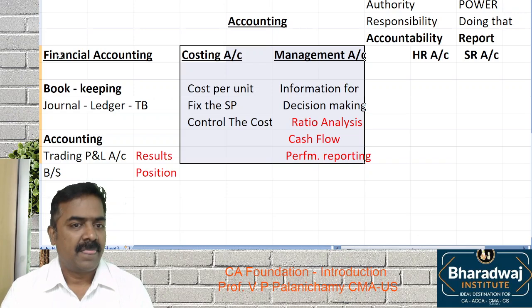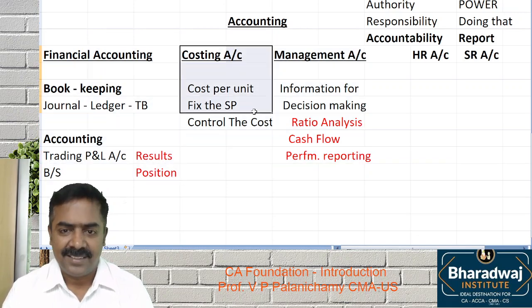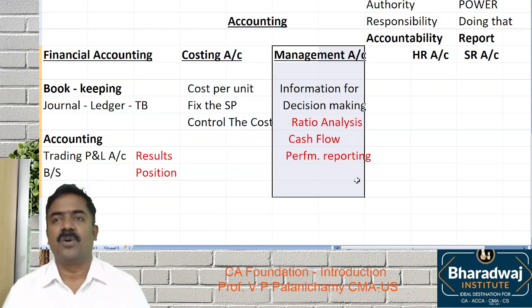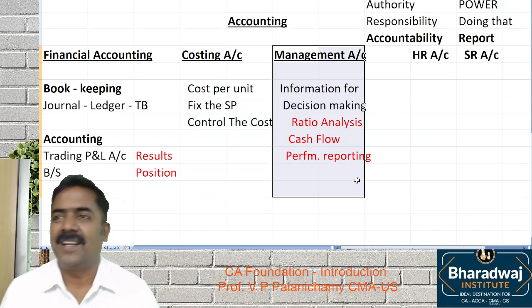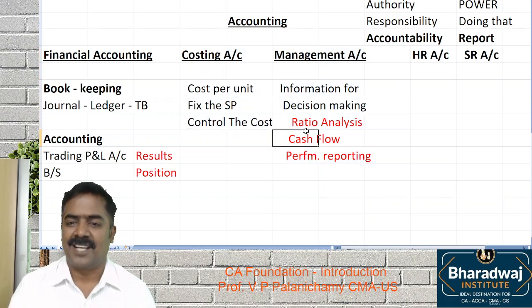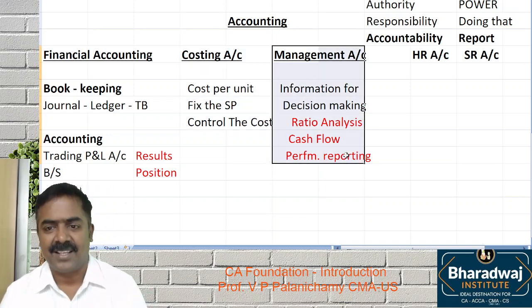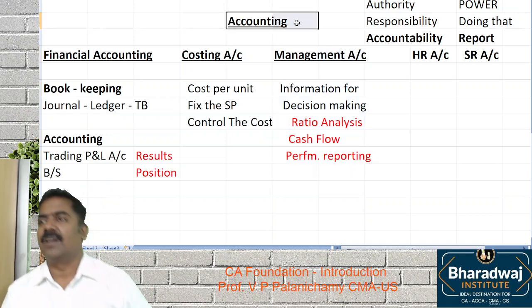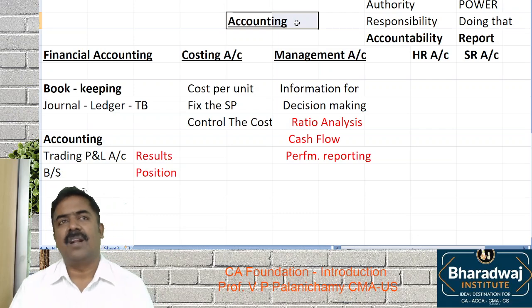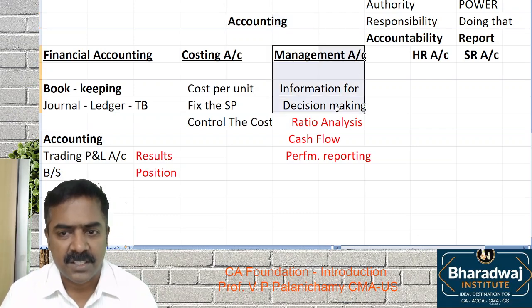Wait. This area is different. If you are a management accountant, will you prepare P&L account and balance sheet? No. If you are a cost accountant, will you prepare ratio analysis, cash flow, fund flow? No. Everything has a scope. That is also coming under which one? Accounting. Clear?